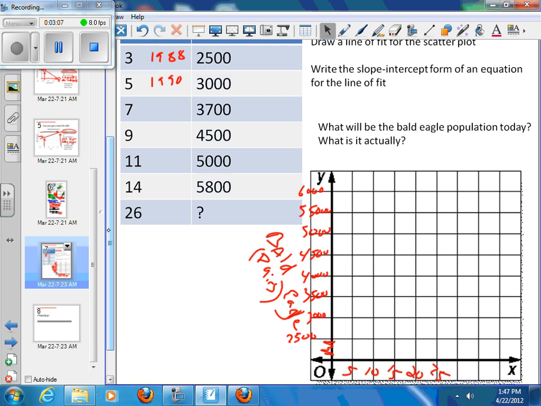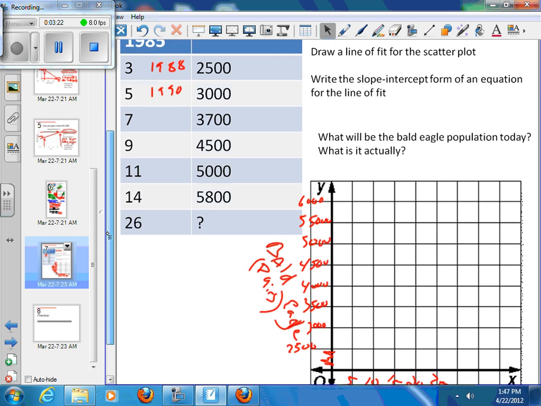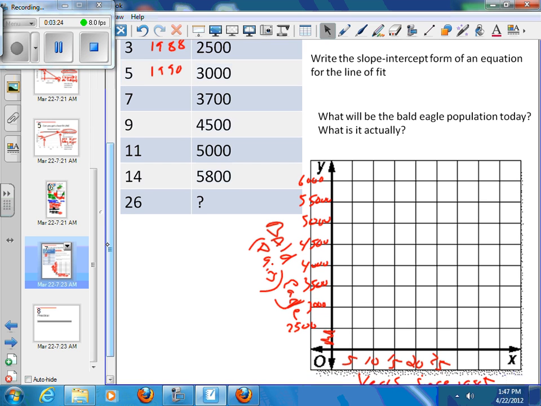And of course, it's not going to fit all the way up to the year 26 or 26 years after 1985, but I don't need it to be on my graph. I'm going to use my equation that I'm coming out with to approximate what's going on in that year. So we need to graph our data. So it's going to be the point 3, 2,500.